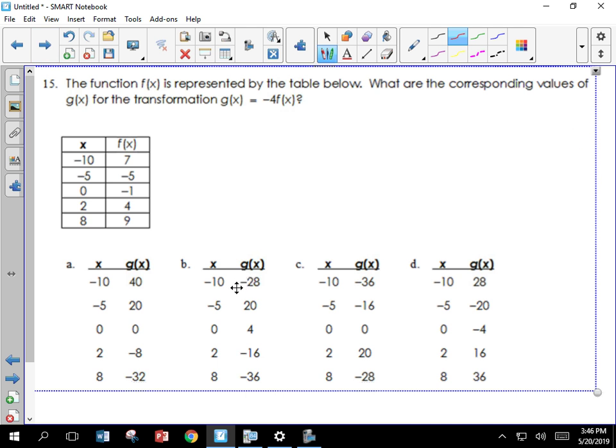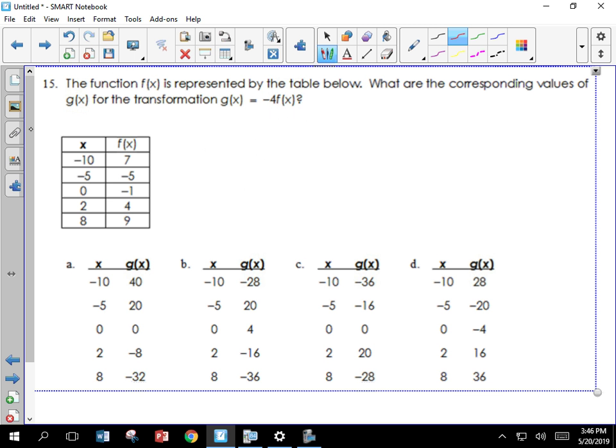All right, 15. The function is represented by the table below. What are the corresponding values of g of x for the transformation? G of x equals, now this right here, it's important you understand what this means. -4 times f of x. When there is a number outside of anything, it is multiplication. So these two are multiplying.